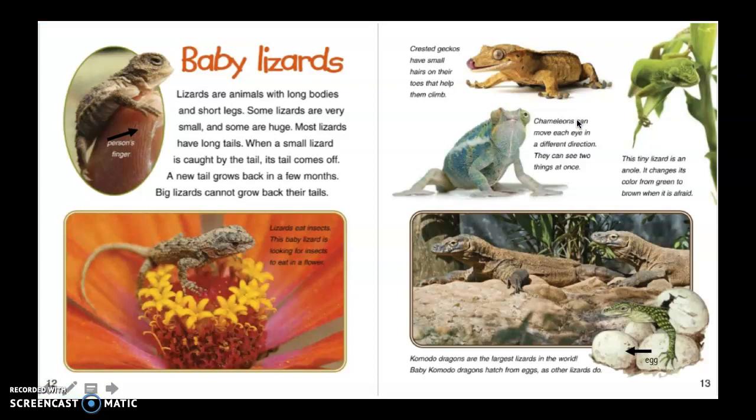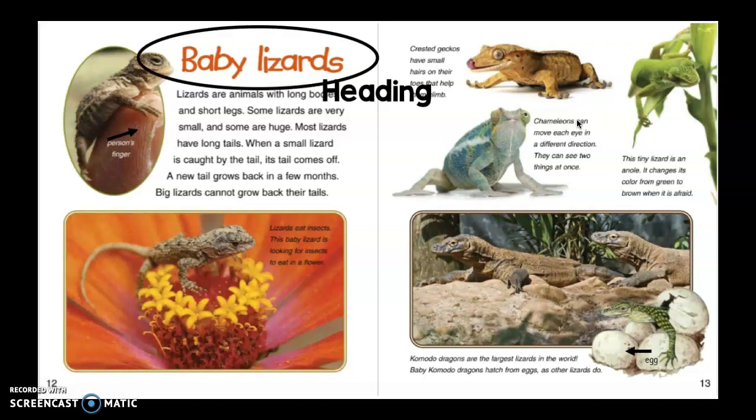So let's look at this text. First of all, when I look at this page, I wonder what I'm going to read about. What nonfiction text feature can I use to figure out what this page is going to be about? Let me hear you. Did you say the heading? If you did, you'd be correct. If not, remember the heading tells me what the page or that section is going to be about. Can you point to the heading? Did you point right here? Yeah, so this section is going to be about baby lizards. So if I read the text, I should be reading all about baby lizards because that's what my heading tells me.